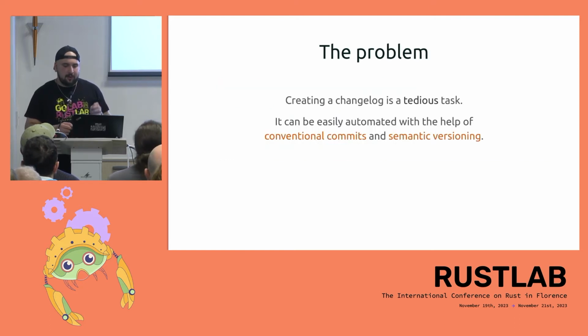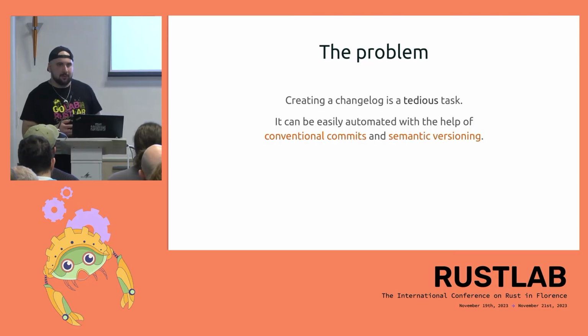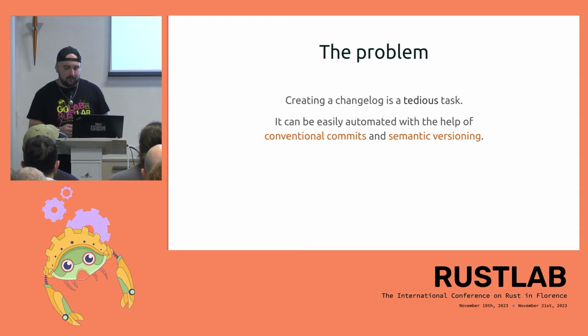So we identified the problem. The problem is creating a changelog is a tedious task. It might take some time if you want to do it by hand. You're giving an overview of each change to your project and writing everything down. It takes time, you know. So if you're using conventional commits and semantic versioning, the idea is that we can automate everything, generate a changelog from your Git history. So this is the problem that we wanted to solve.